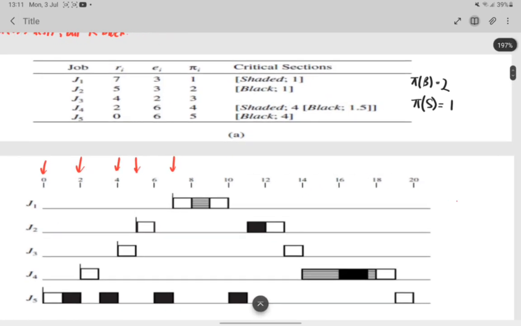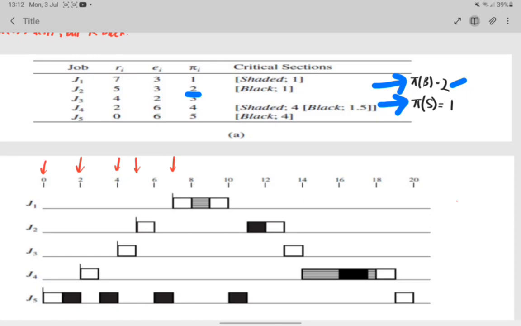Here we need to know the priority ceiling of each resource, which we have to write down. We have the black resource and the shaded resource. The priority ceiling of the black resource is 2, because the black resource is accessed by jobs whose highest priority is 2. So the priority ceiling of the resource is 2.